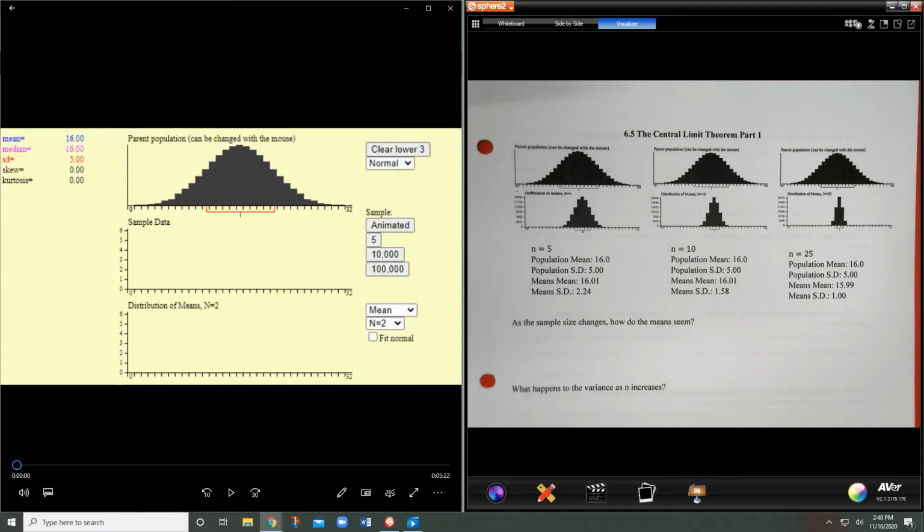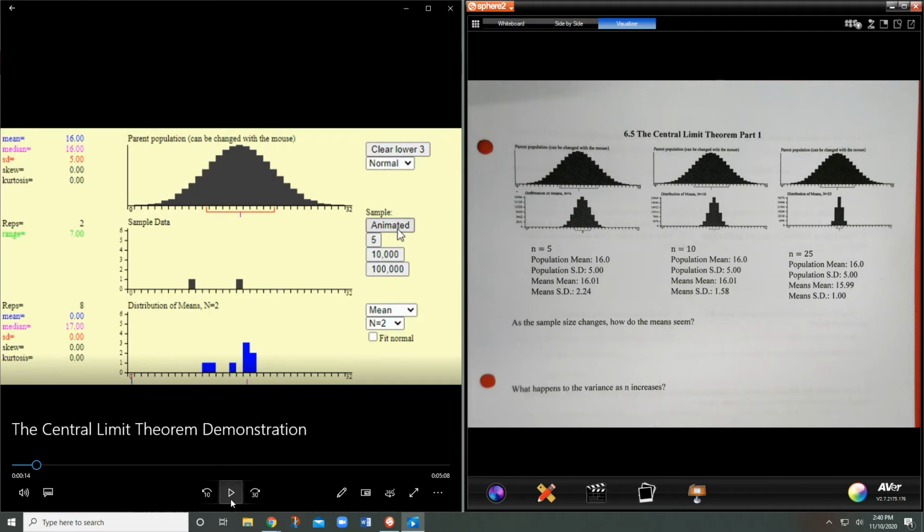But since we don't have that ability right now, we're just going to look at a demonstration that is similar to what we would have created in class. We're going to start off by looking at this population here that is normally distributed. If I was to take a sample of size 2, here's my sample of size 2, and take the mean of that, then graph it down below.